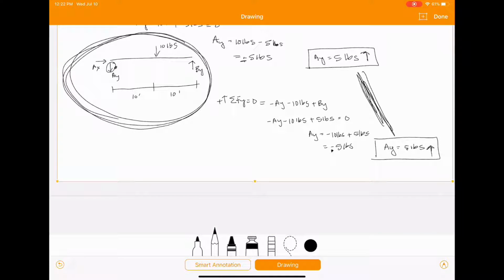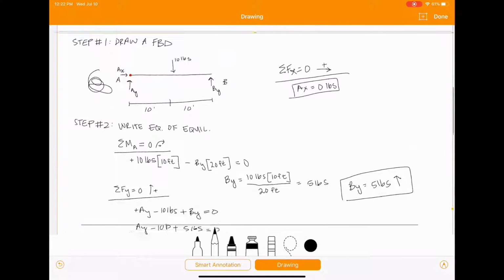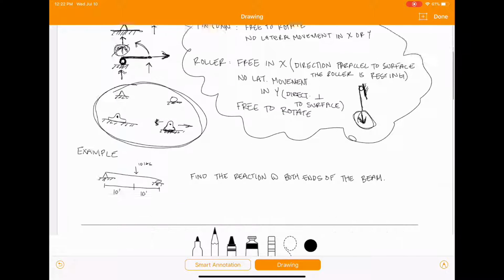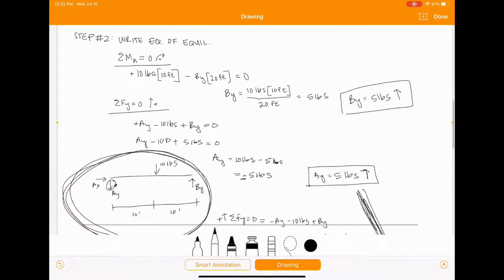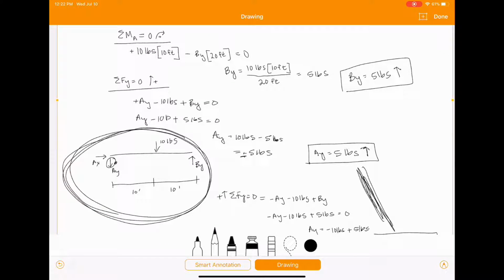All right, so again, we found AY, we found BY. That's all we've been asked to find in this example. Find the reactions at both ends of the beam. We found AX, AY, and BY. And those are your final answers right there.